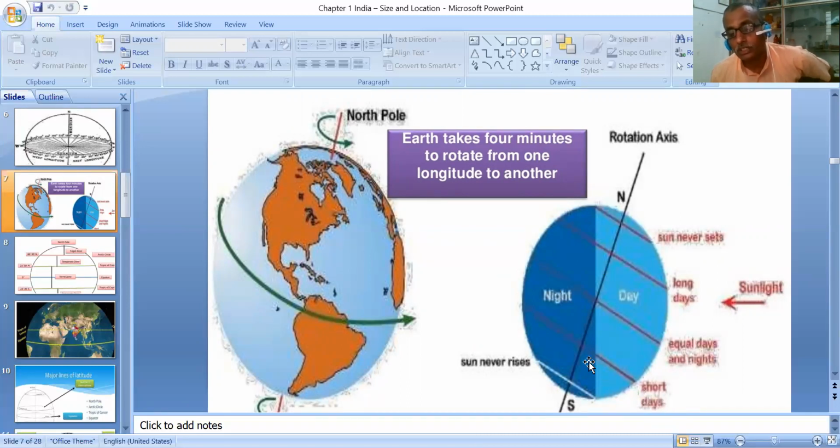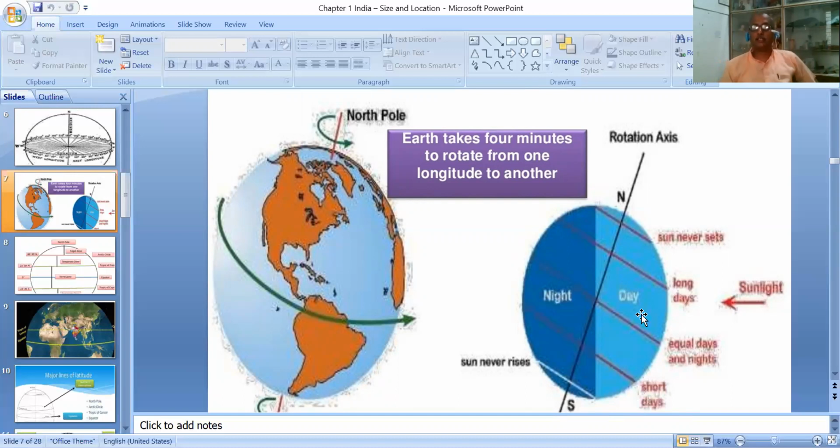Then when we come to the South Pole, there we can find short days. There is no day at all at the southern pole. The sunlight directly falls on this position like this always, because of the tilted position. The day and night differences we can identify.